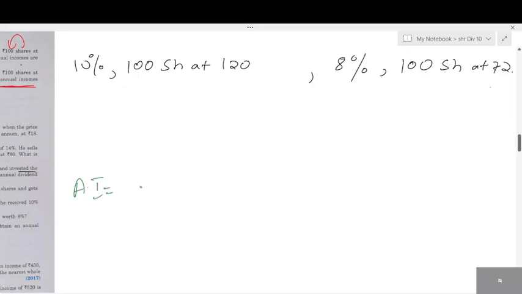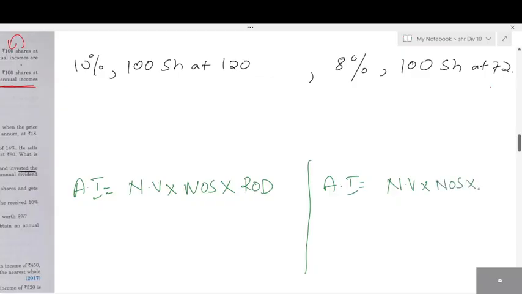What is the annual income or dividend formula? Nominal value into rate of dividend by 100. ROD, rate of dividend. Even here, the same. Annual income is equal to nominal value into number of shares into rate of dividend. Fine. Now tell me, all the data is given in the first question. What data is given? What is ROD? Rate of dividend is 10%. What is the nominal value?